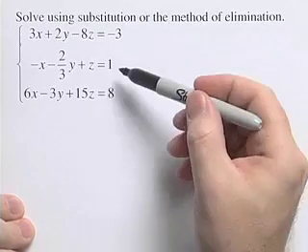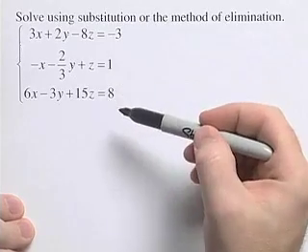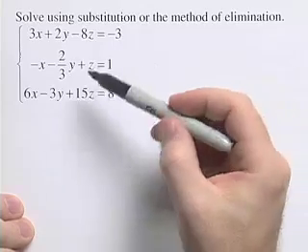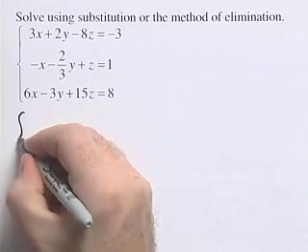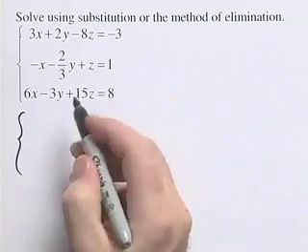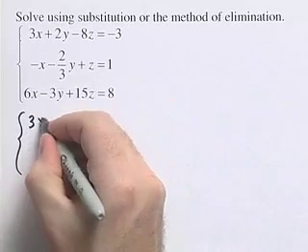First thing we'd like to do is, here in equation 2, we'd like to get rid of the fractions so we can work with integers. To do that, we're going to multiply this equation by 3. That'll give us an equivalent system. We're not changing the first or third equations, so we rewrite those.